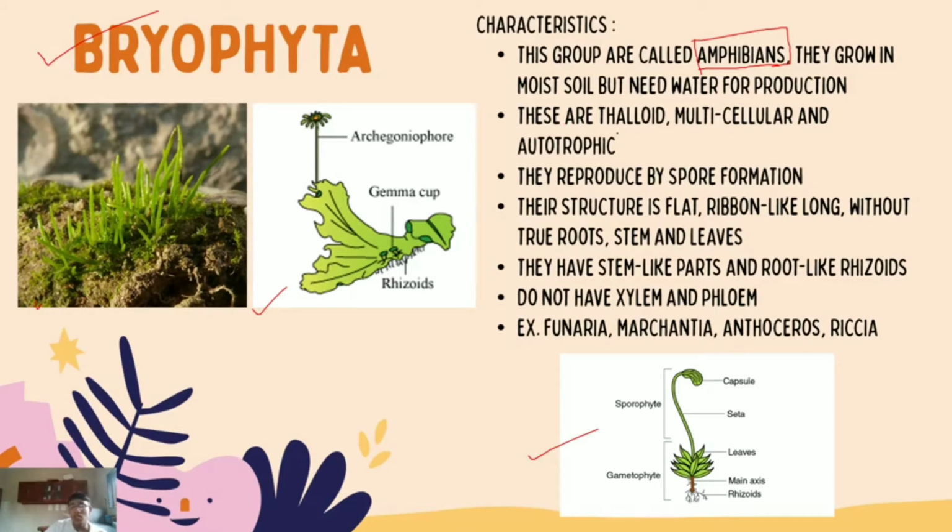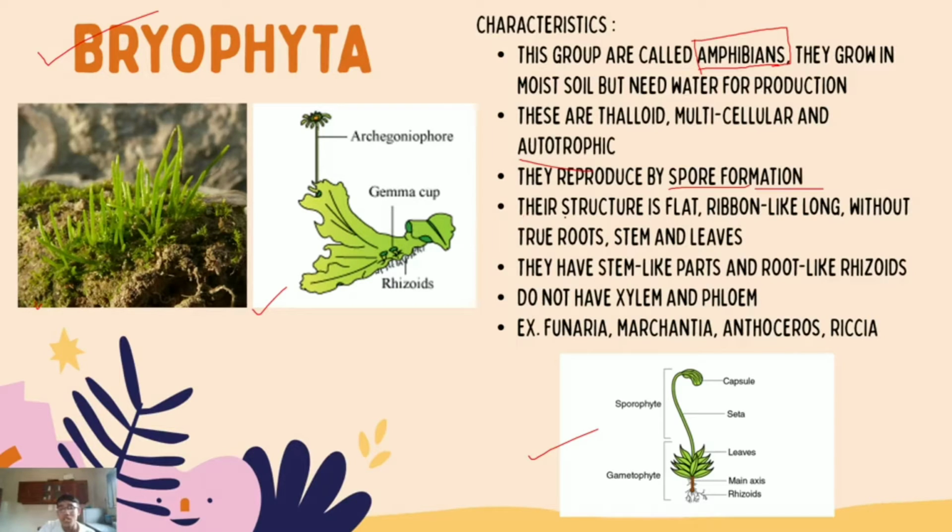Second characteristic, these are thalloid, multicellular and autotrophic. So the species within bryophytes are thalloid in nature. They are multicellular, that means they can be seen by naked eyes. They have many cells. And they are autotrophic. Autotrophic means they can produce their own food. Third characteristic, they reproduce by spore formation. So the reproduction which takes place in bryophytes is by spore formation.